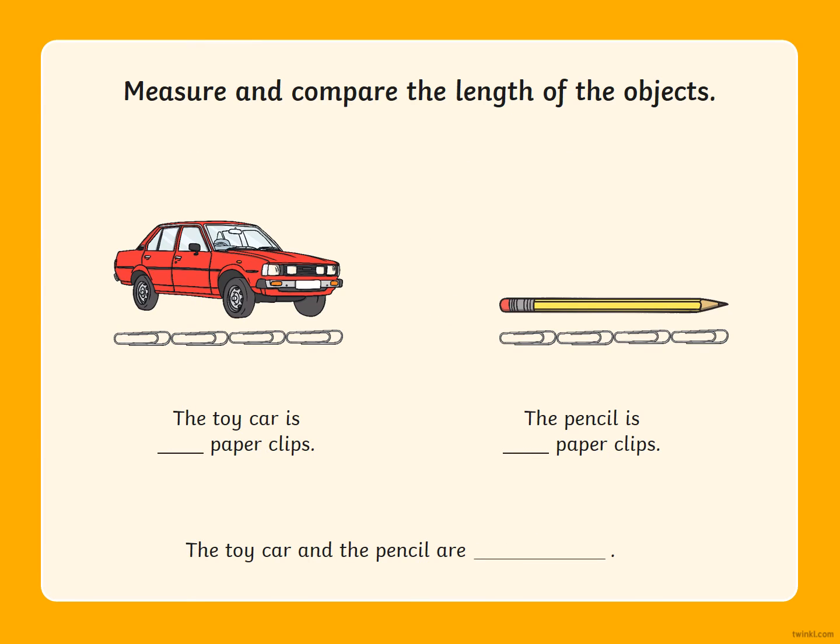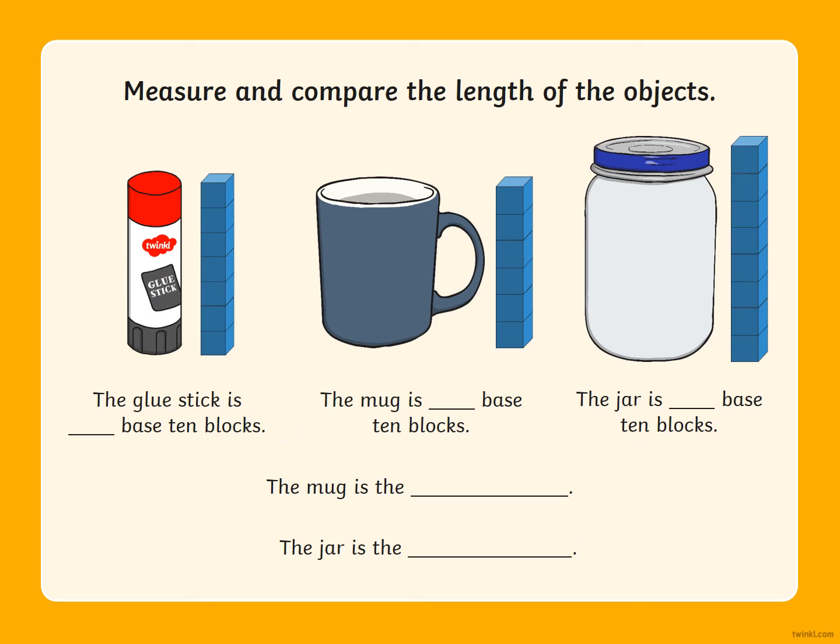Well, let's compare these objects. The toy car is 1, 2, 3, 4 paper clips long, whereas the pencil is 1, 2, 3, that's 4 paper clips long. I bet you know what we're going to say for this bit. The toy car and the pencil are equal length. They are both the same.